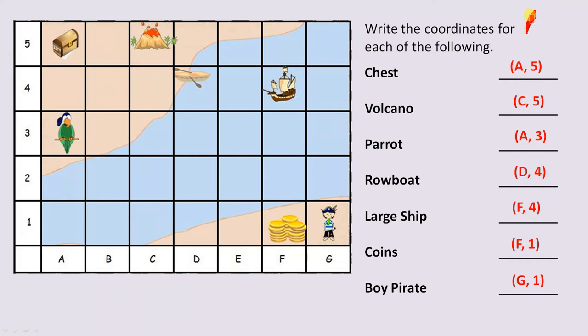If you wrote something like this, A5, just like that, that is also acceptable. And that goes for all of the others. So you can either write it with the parentheses and a comma, or you can just write it like that. Very acceptable. I'll leave this in just for you to have a look at for a few seconds, just to check your answers.